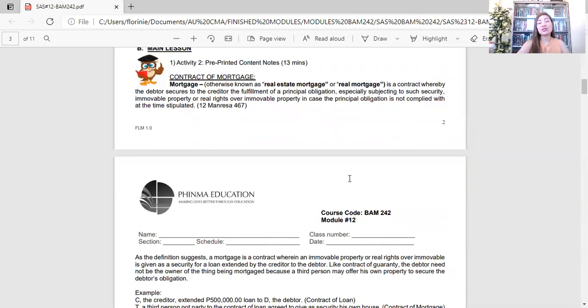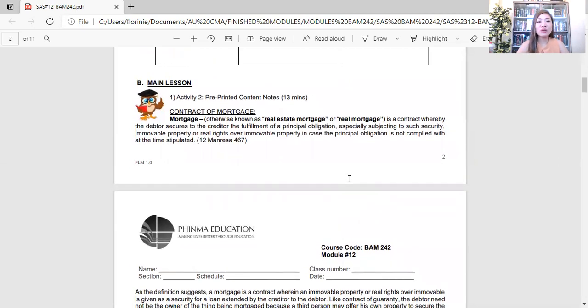Okay, so let's go and move on to our main lesson. What is contract of mortgage? So mortgage, otherwise known as real estate mortgage or real mortgage, is a contract whereby the debtor secures to the creditor the fulfillment of a principal obligation, especially subjecting to such security immovable property or real rights over immovable property in case the principal obligation is not complied with at the time stipulated.